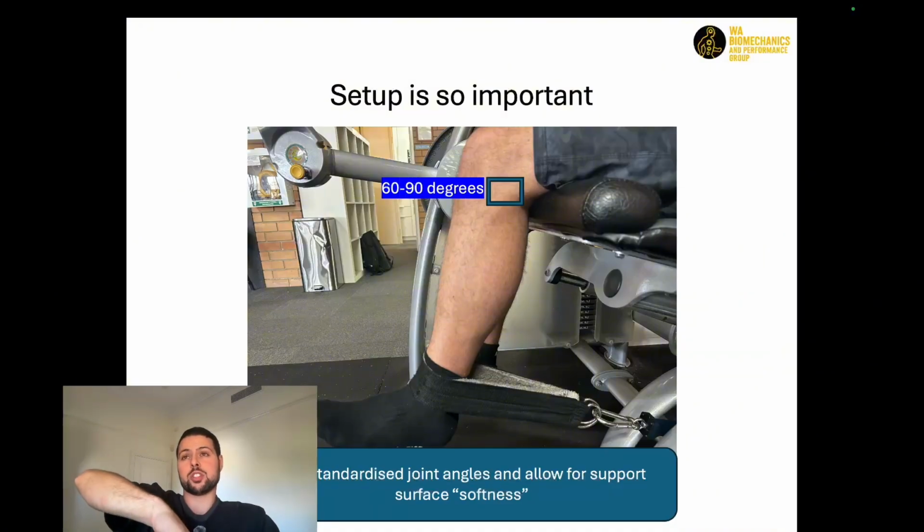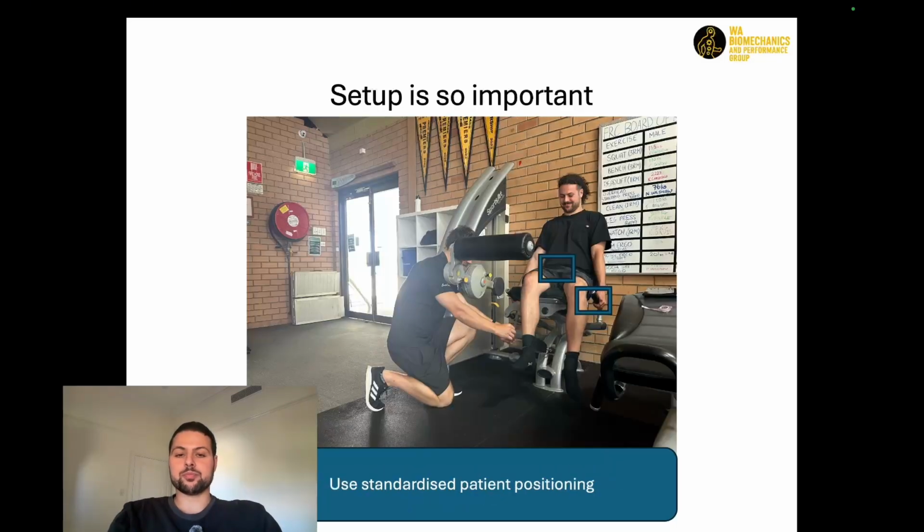So sometimes if I'm using a cushiony surface, we want to factor that in. I'll probably have them at maybe 100 degrees or 110 degrees, and then when they go to do that contraction, it ends up being 90 degrees at the end. So just taking that into account, but making sure it's the same every time.